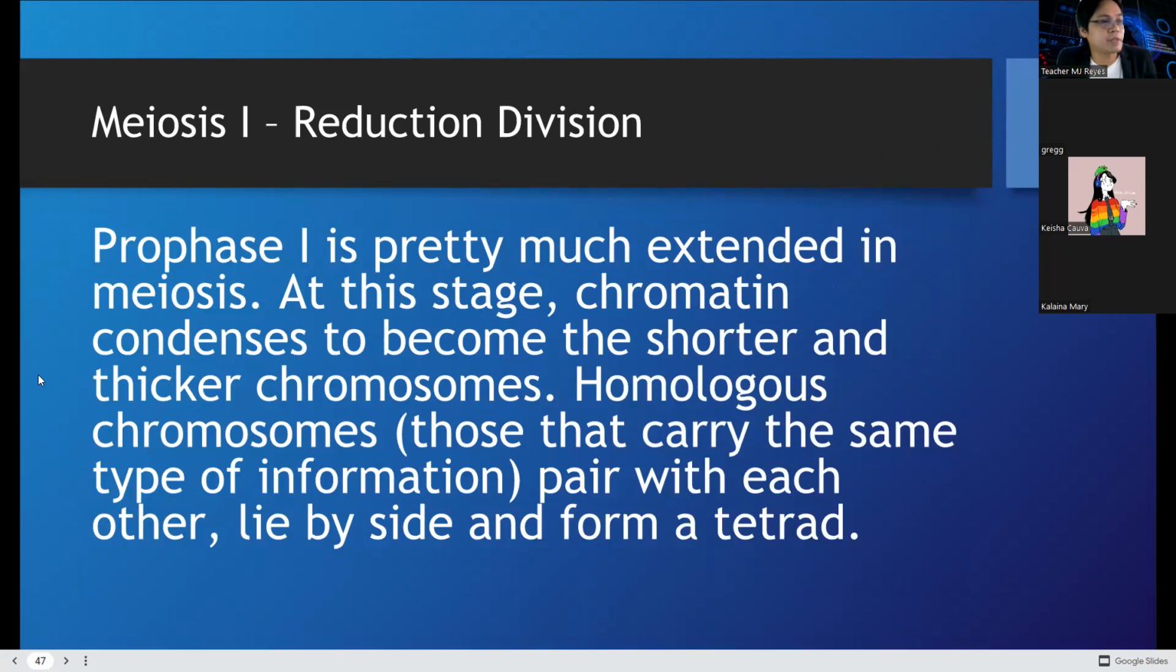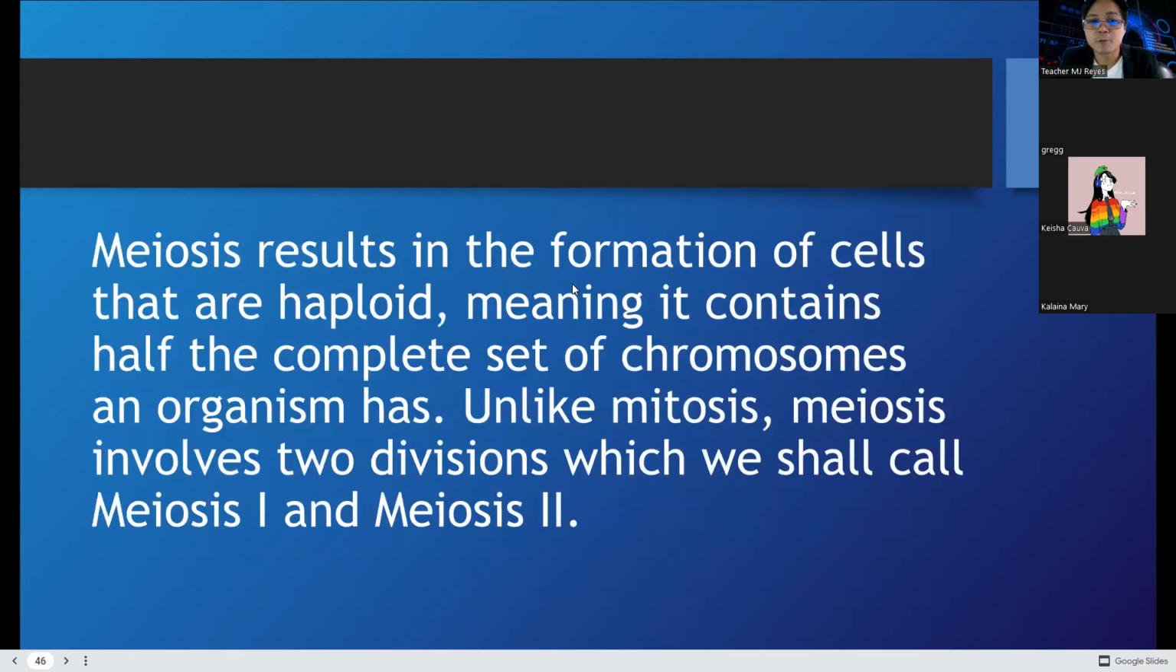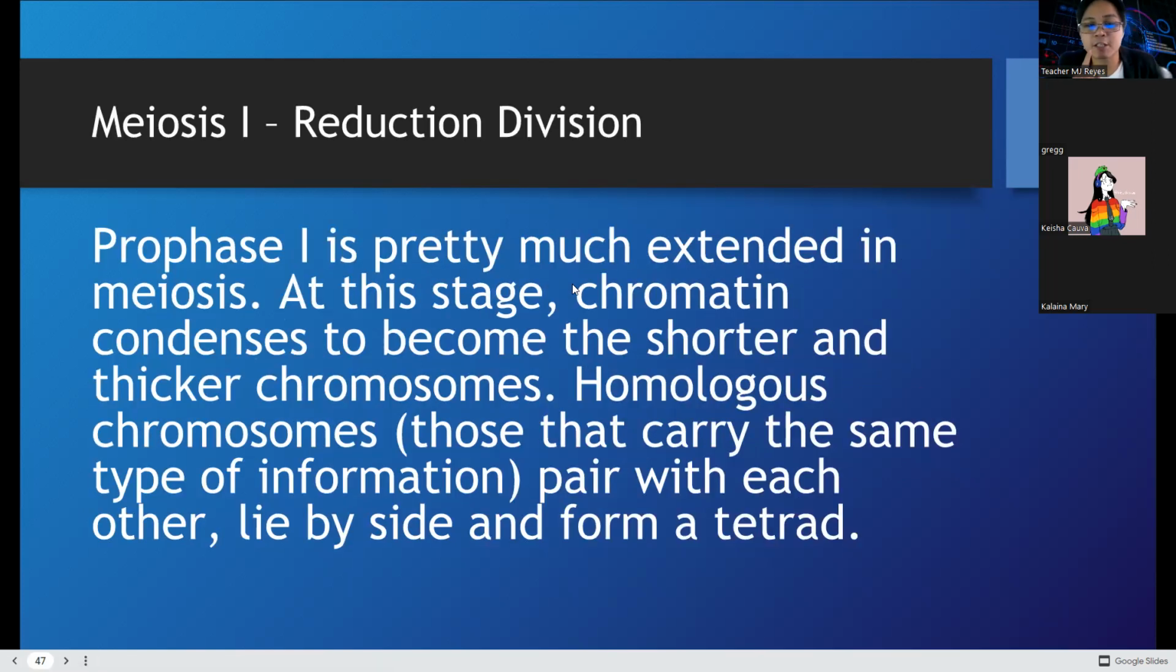If mitosis has prophase, metaphase, anaphase, and telophase, meiosis also has prophase, metaphase, anaphase, telophase. But it depends upon the divisions that they belong to. Like for example, if it is in meiosis 1, prophase 1, it is prophase 1 because it belongs to meiosis 1. Prophase 1 is pretty much extended in meiosis.